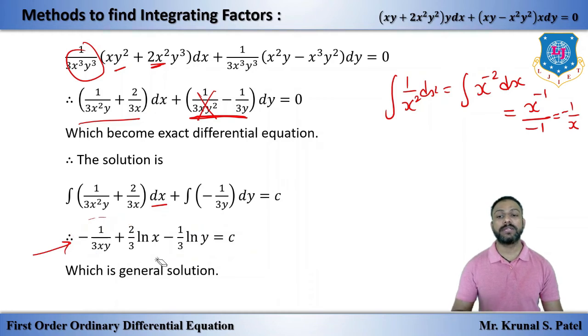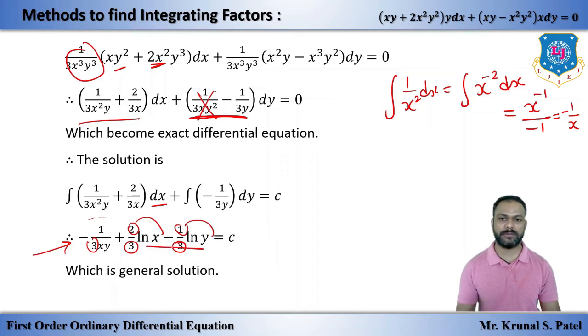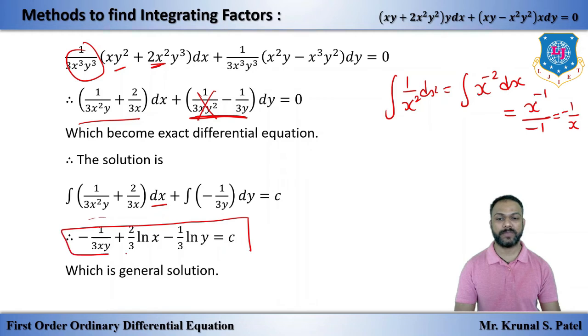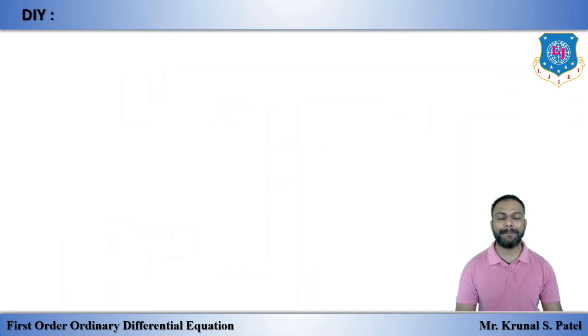If you want to simplify this step further, take LCM 3, so multiply 3c here, and by taking 2 on the power, 1 on the power, and simplifying by taking log. Simple. Okay, otherwise you need not simplify this term. This is also considered a correct answer. Most of the time there is no need to simplify. Okay, so these are the two methods.